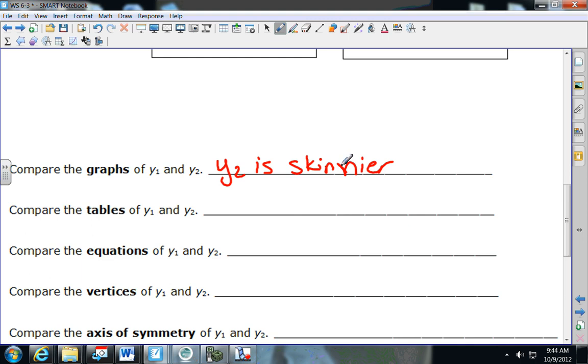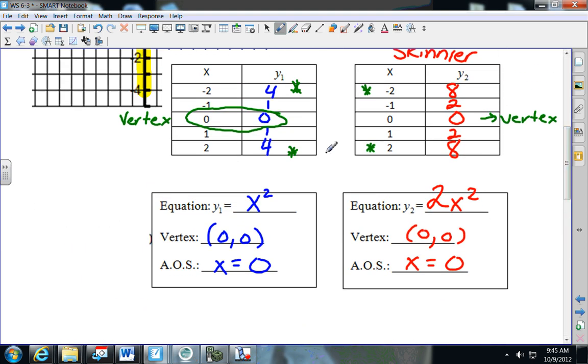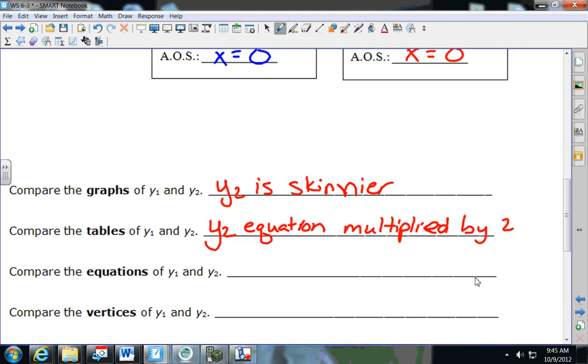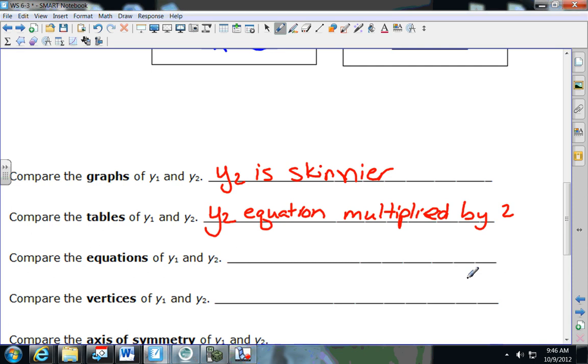Then it said compare the tables. The y2 equation was being multiplied by 2, which is what we just talked about up here in my table. How are we getting from these in the blue to the red? Compare the equations. Well, y2 has a coefficient of 2. Or you could say that y2 is being multiplied. You're multiplying by 2.